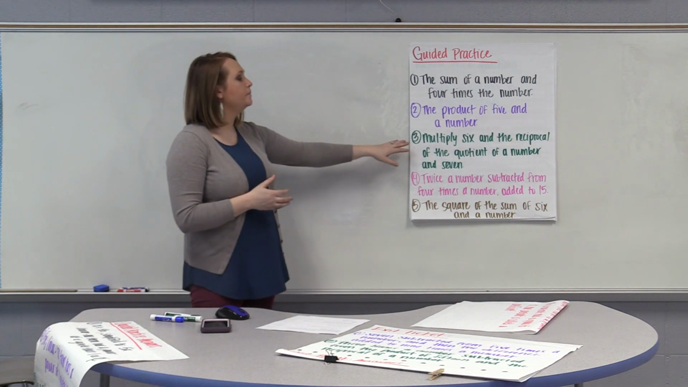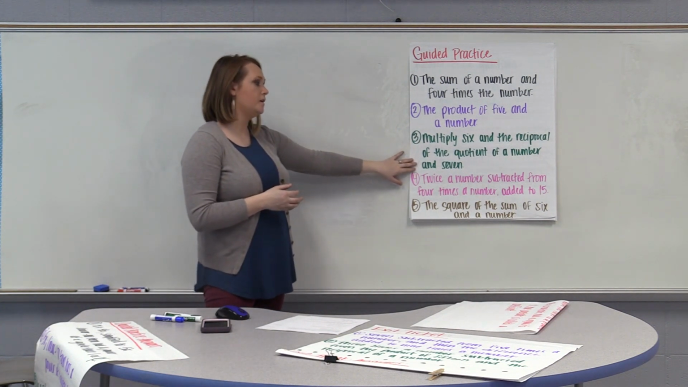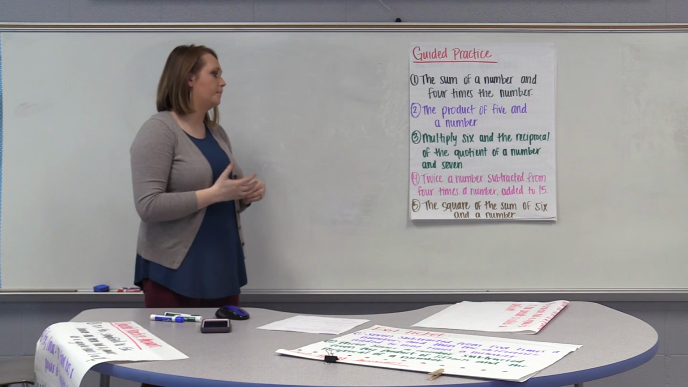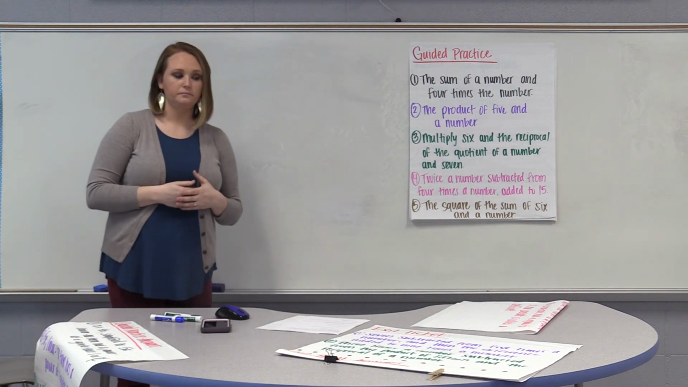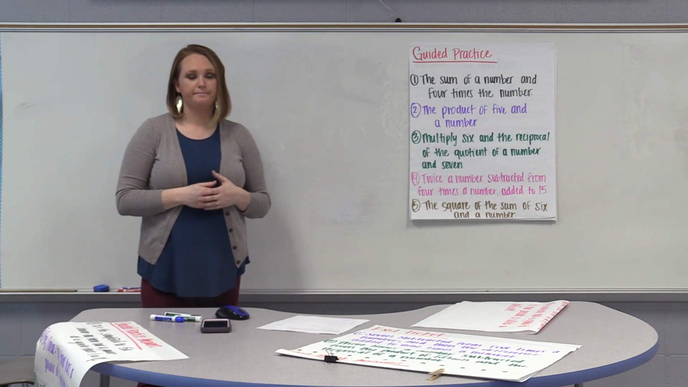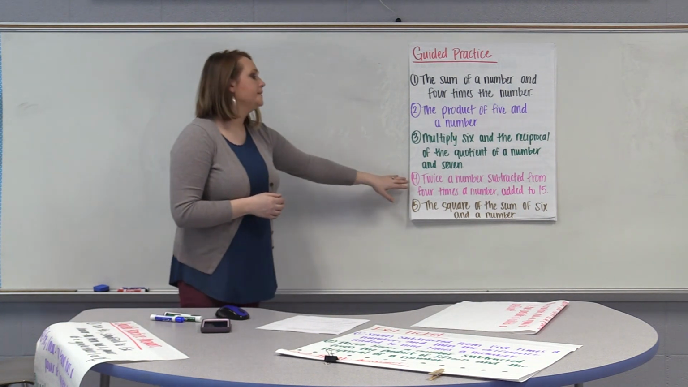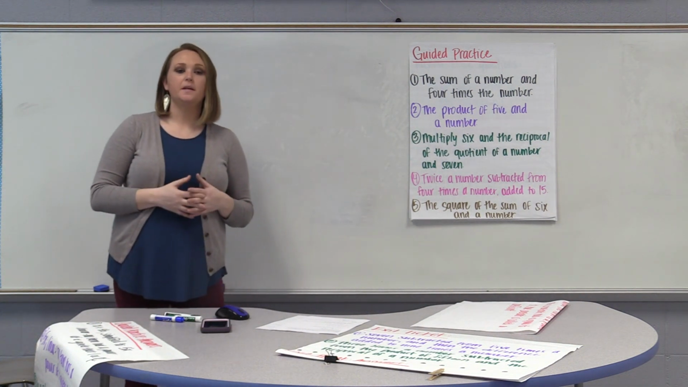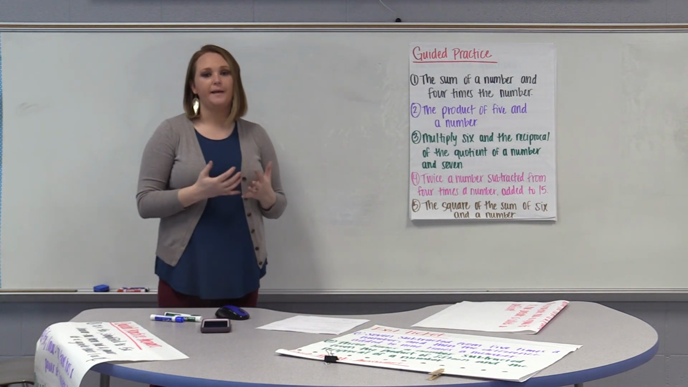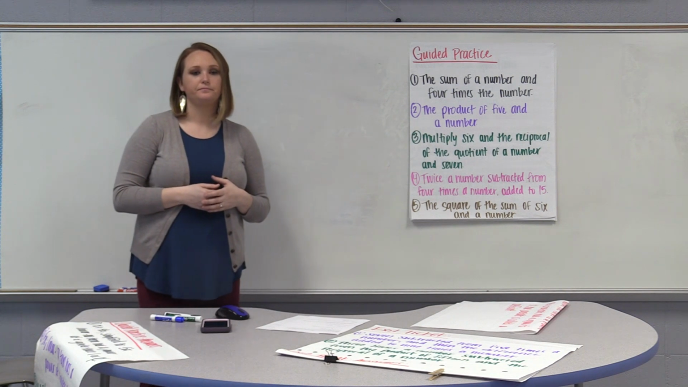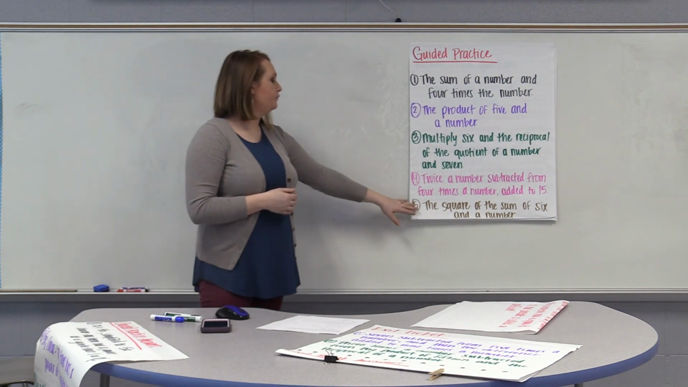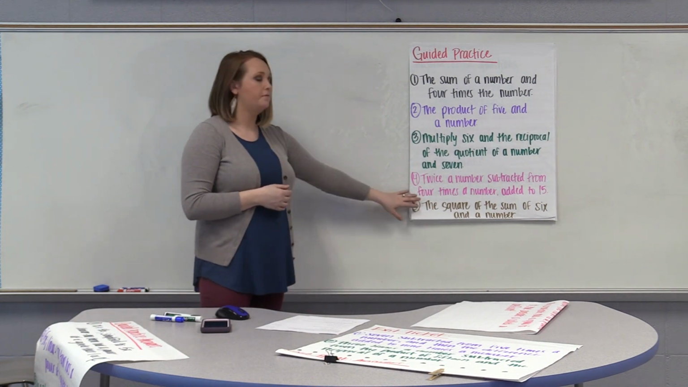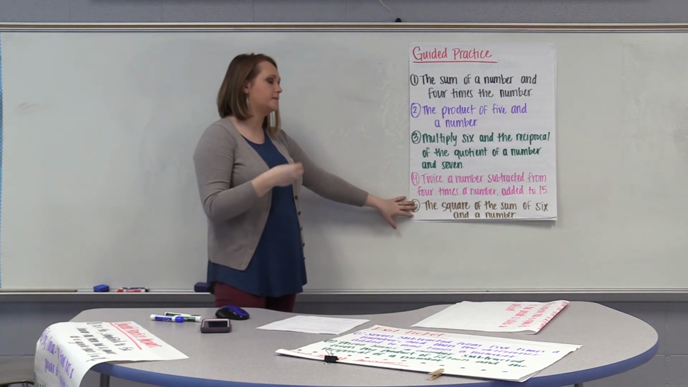Okay, number 3, multiply 6 and the reciprocal of the quotient of a number and 7. Number 4, twice a number subtracted from 4 times a number added to 15. And then number 5, the square of the sum of 6 and a number.